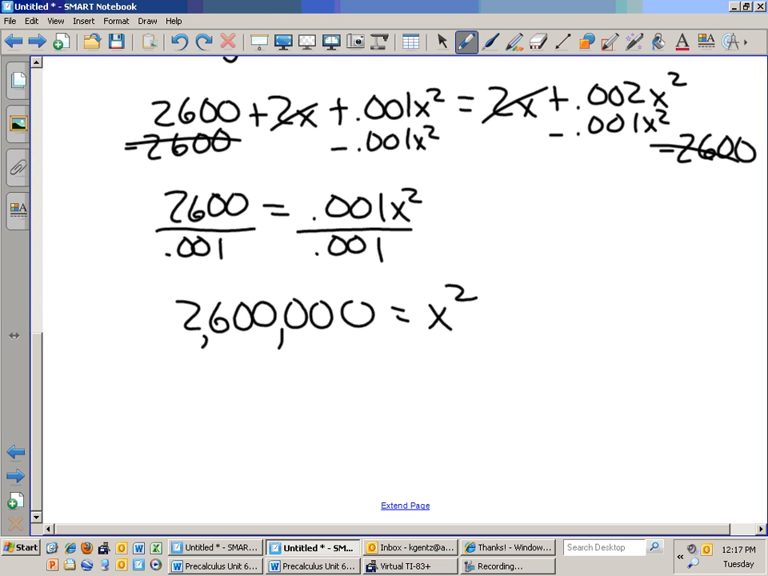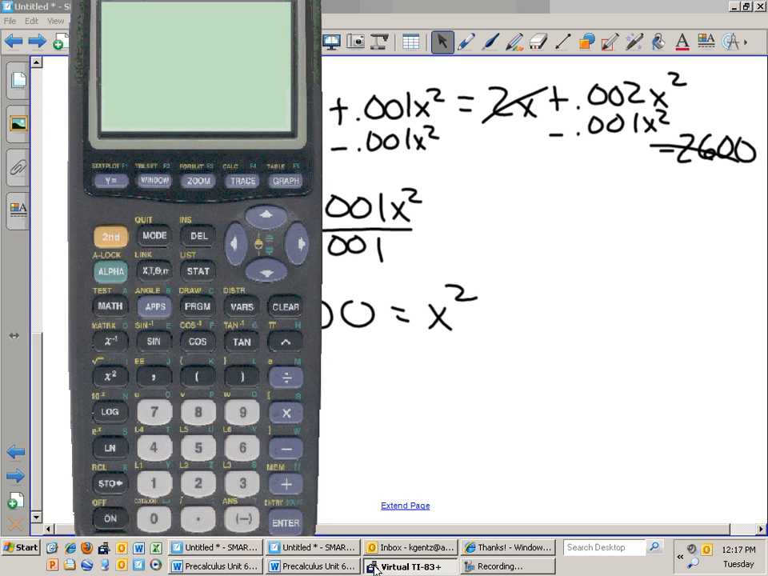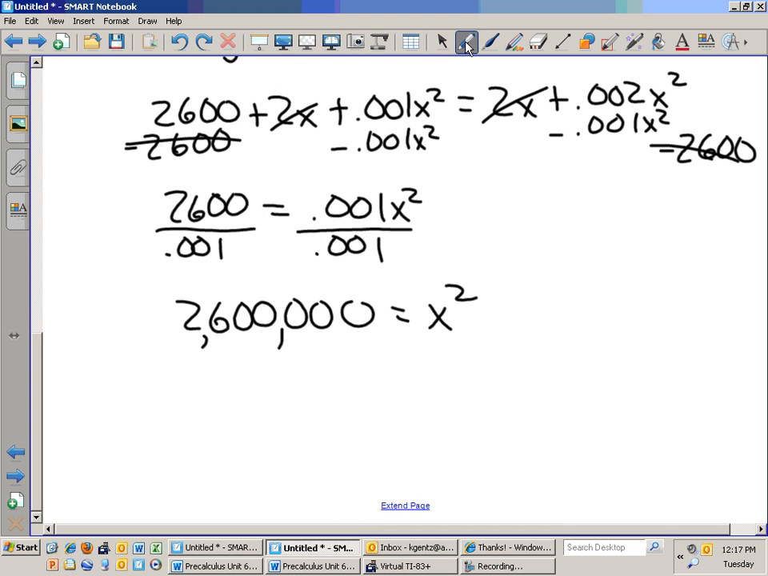Divide, you get 2,600,000 is equal to x squared. If I square root both sides, 1,612. You could round to the nearest number. Yes. So I have 1,612 items.